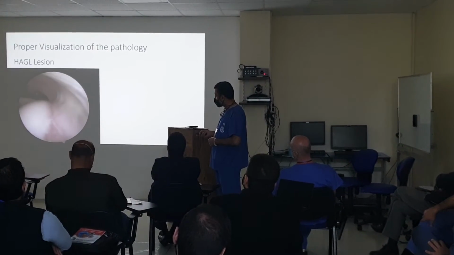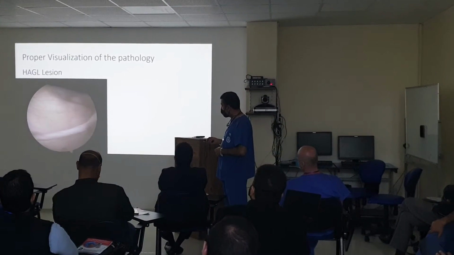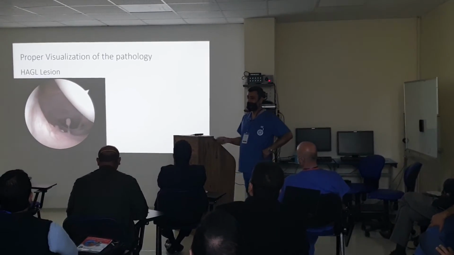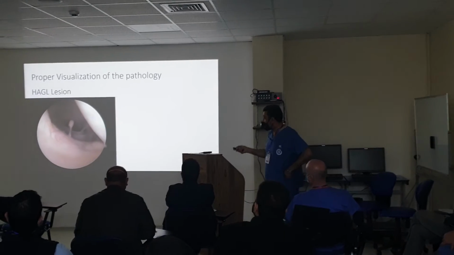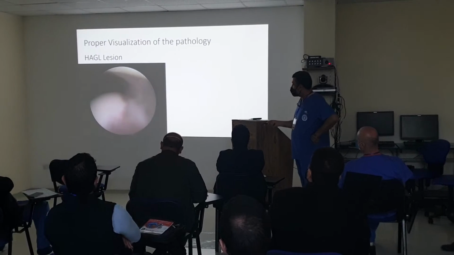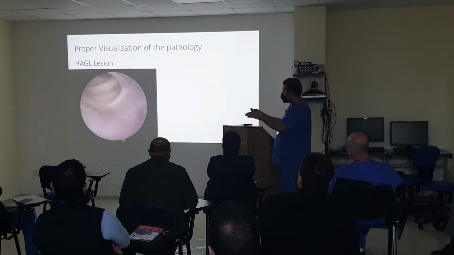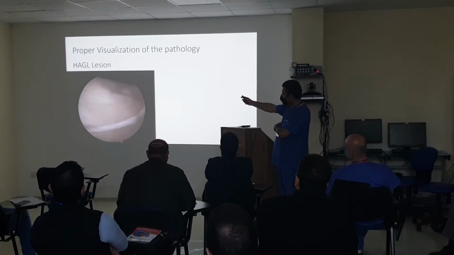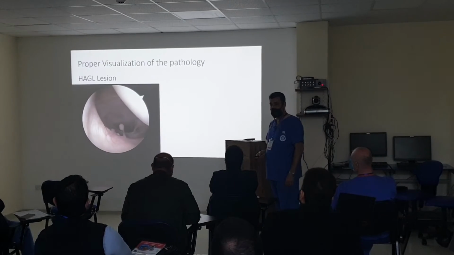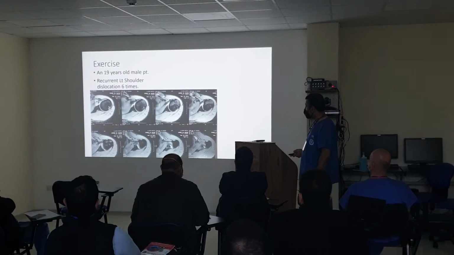Another, this is a case, one of my patients I treated many years ago. What do you see? What's this? HAGL lesion. And you see, if you don't go to the inferior capsule and switch the scope and change the direction of the camera, you cannot see this HAGL lesion. This is huge. This one of my patients presented to me 6 months after the injury. I did for him a repair. This is very important to diagnose by scope.